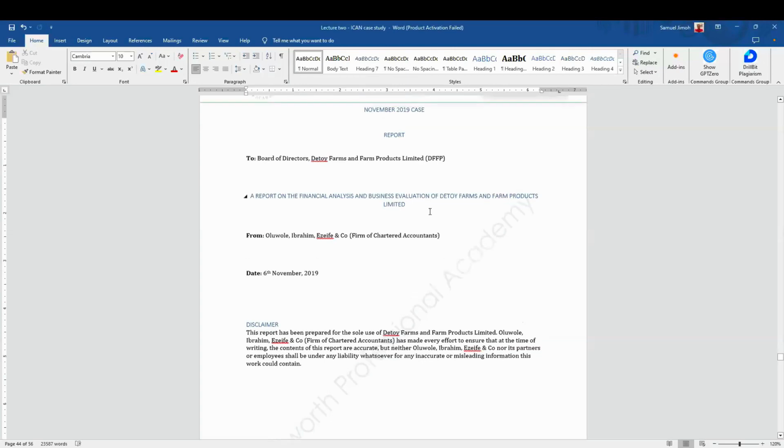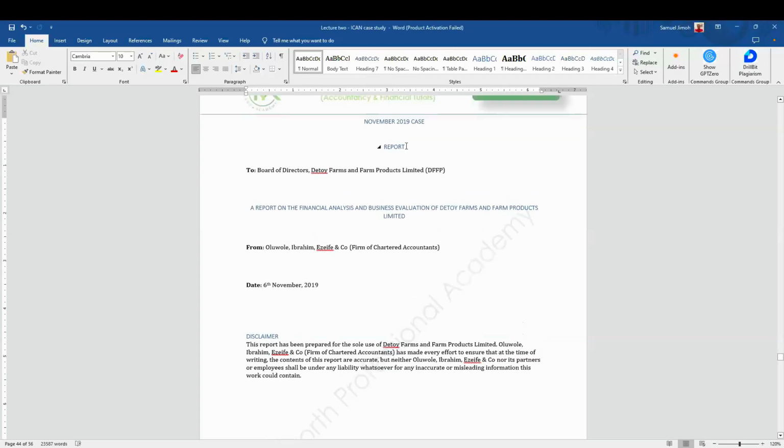Okay. So the first thing is to prepare the cover page. This is a report. Then where is the report going to? We were told to address the report to the board of directors of Detoy Farms and Farm Products Limited. This is our client in the case. So we're asked to report to the board of directors. Then you give the report a title.